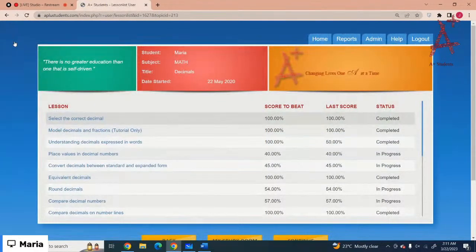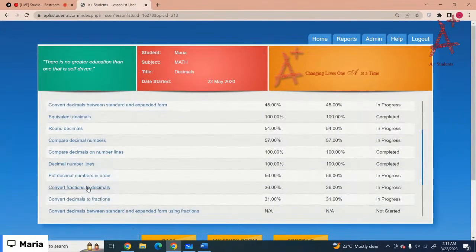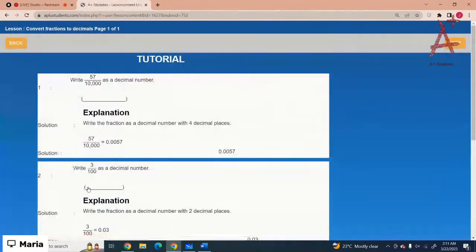Okay, the next lesson is convert fractions to decimals. Got it? So today we're going to learn how to convert from fractions to decimals. Got it?